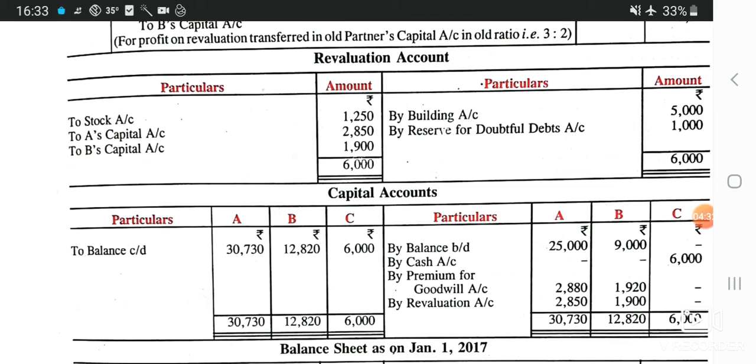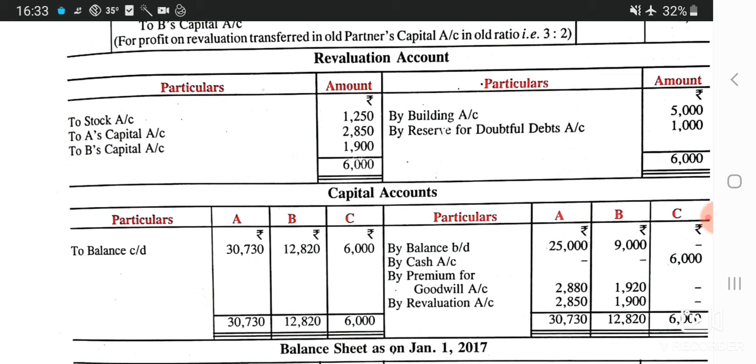If we look at the capital account, on the credit side, by balance brought down, that is 25,000 and 9,000, the capital accounts of A and B are given. By cash, that is C's 6,000 that he brought for capital, and then the premium for goodwill, that is, goodwill transferred to A and B's accounts in the sacrifice ratio, and then by revaluation account, that is the revaluation profit.